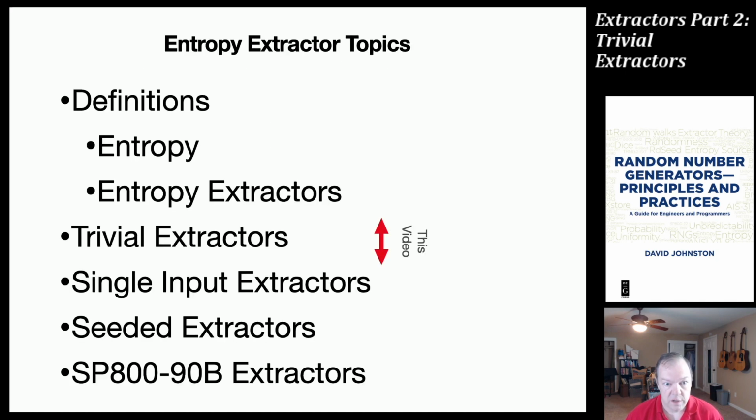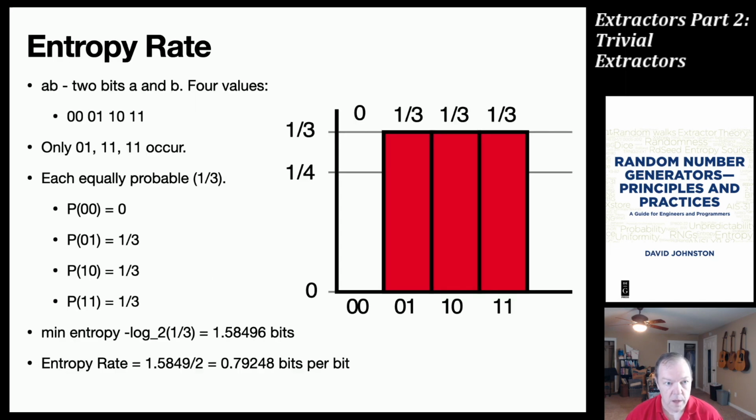So in this video, we're looking at trivial extractors, and most principally the exclusive OR gate, and seeing how that can improve entropy. And it's the underlying operation that is used in all extractors, as we'll see.